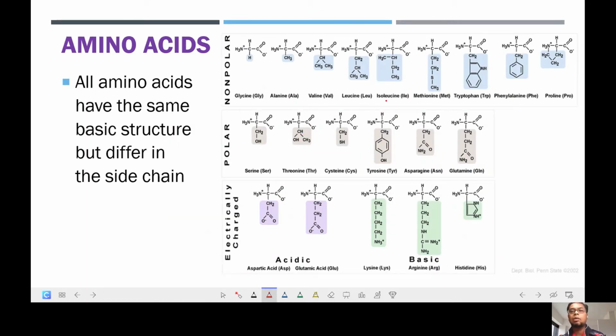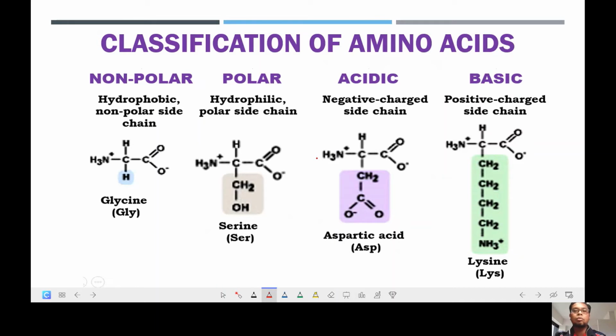There are actually 20 common amino acids that have been identified by the scientists. All the amino acids have the same basic structure. However, they can be differentiated based on the different type of side chains. And so we can actually classify the amino acids into 4 major types. The first type will be the non-polar amino acid, in which this particular type of amino acid will be having a hydrophobic or non-polar side chain. For example, will be the glycine, which is having an H atom as the side chain.